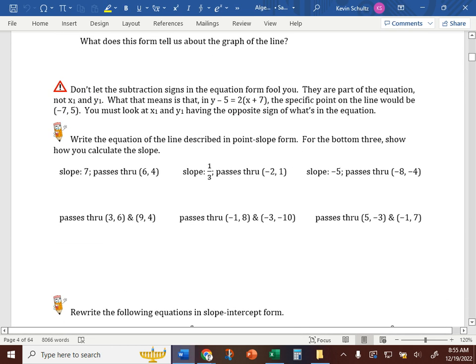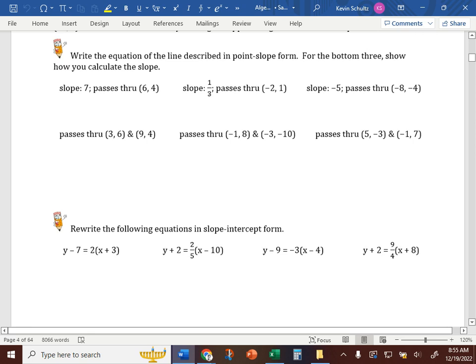Okay. Just like with our slope formula, we do need to pay attention to those subtraction signs. Nathan, warning for you. Warning for you, Colin. We do have to pay attention to those subtraction signs in the equation, and we'll tackle that a little bit here.